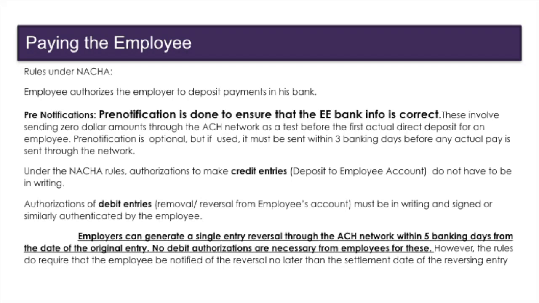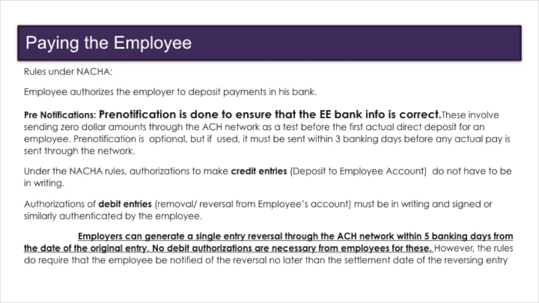Now this next slide talks about the rules of NACHA. Before the employer sets up the direct deposit, the employee actually needs to authorize the employer to deposit payments in his bank. And the employee gives the following information to the employer: his name, routing number, bank account number, and the type of account in which the payment will be deposited, like the checking or the savings account.